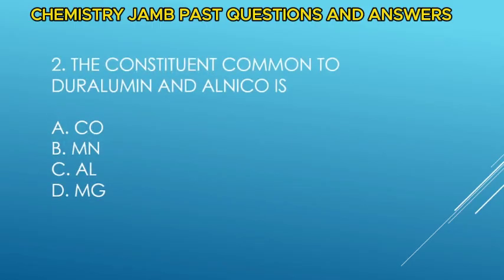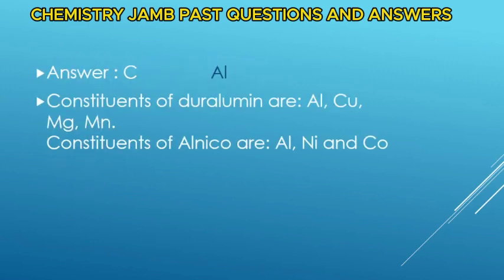Question number 2. The constituent common to duralumin and alnico is A. Cobalt, B. Manganese, C. Aluminium, D. Magnesium. The answer is C, which is aluminium. The constituents of duralumin are aluminium, copper, manganese, and magnesium. And then the constituents of alnico are aluminium, nickel, and cobalt.